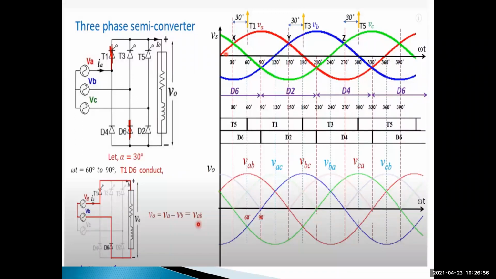Turn on and turn off are possible. Before pi by 6, that is alpha equal to 30 degrees, control is difficult because another thyristor will already be in the turn-on position. So it is very difficult to control when alpha is less than 30 degrees. Only when alpha is greater than 30 degrees is it possible to conduct. This is called the three-phase semi-converter.